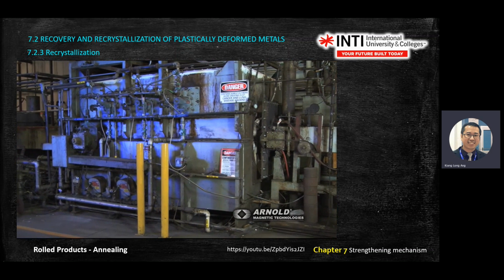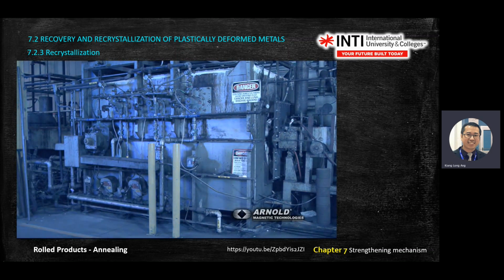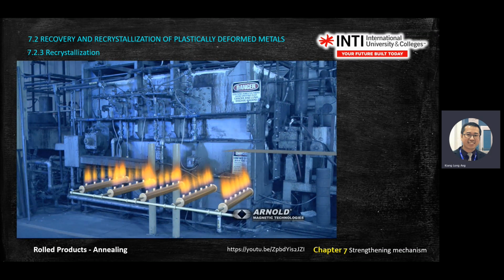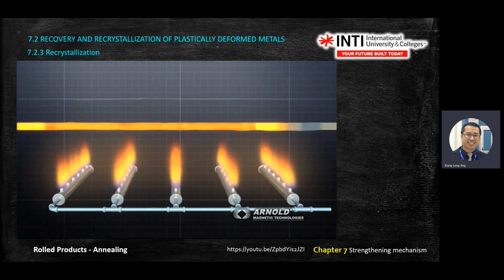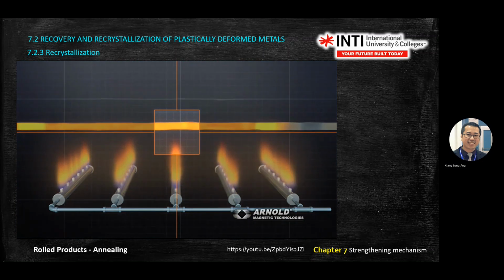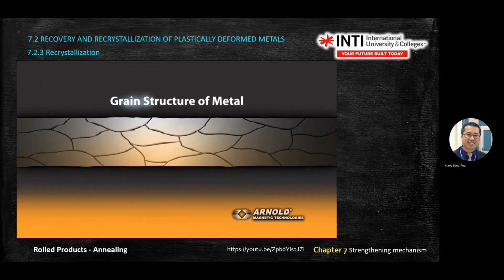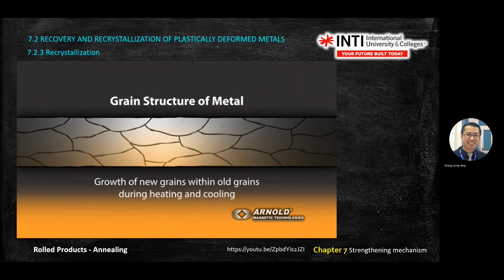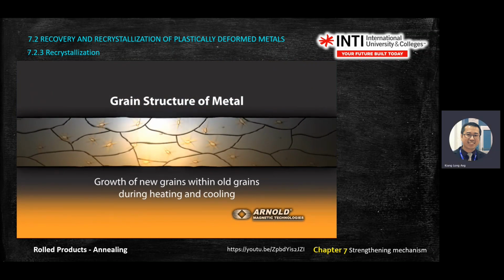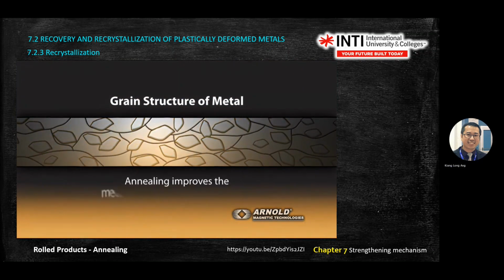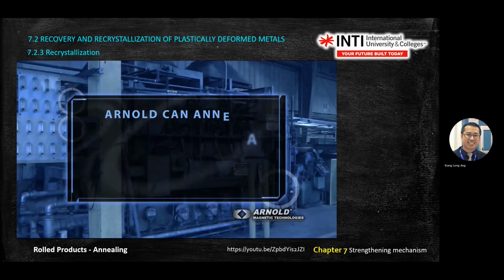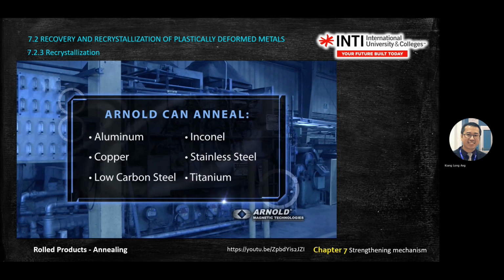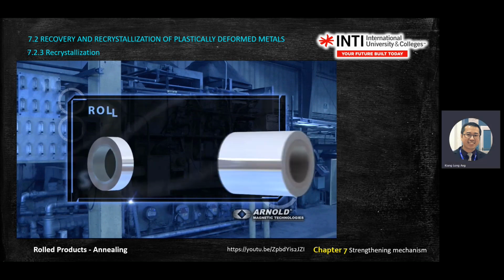It's a big machine, but the important process here is heating up the metals. So the metal goes in, annealing temperature starts from this point until the end point. So recrystallization starts to happen inside the metals. So this is commercial information.